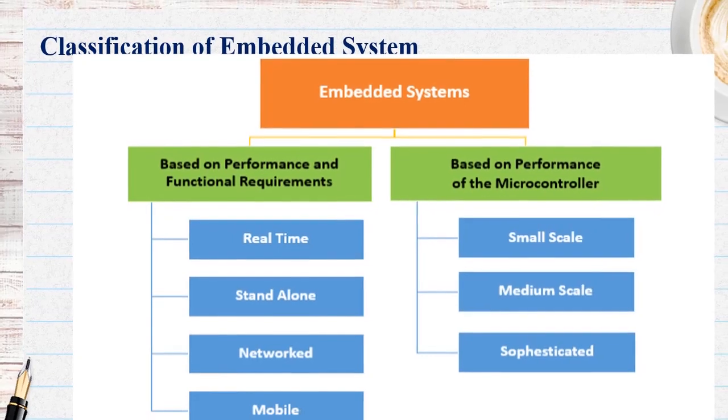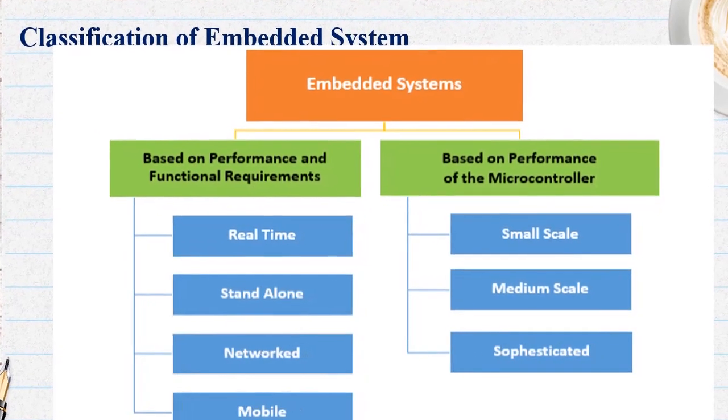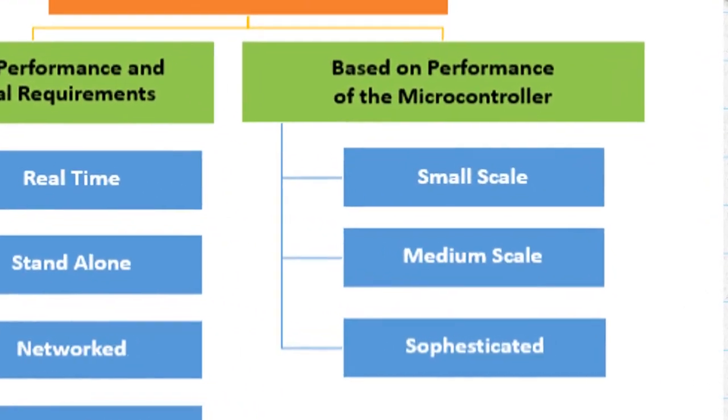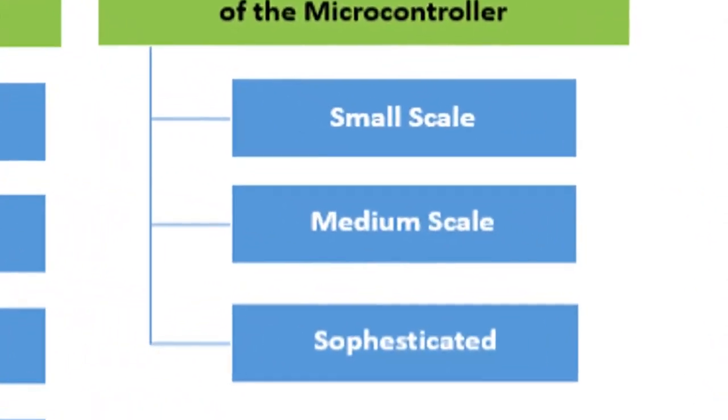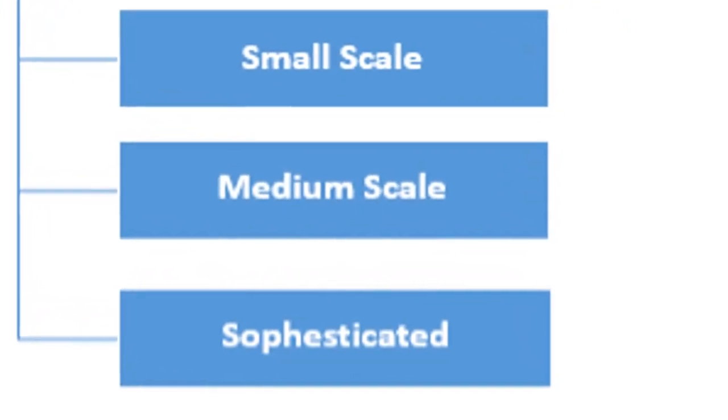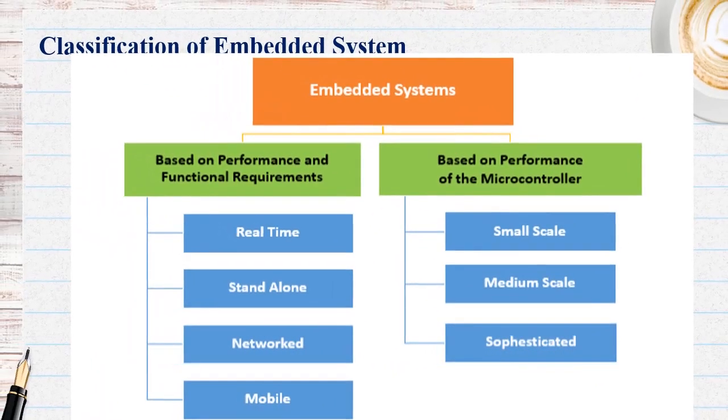Based on the microcontroller performance, it can be classified into 3 types. They are small-scale embedded systems, medium-scale embedded systems, sophisticated embedded systems.